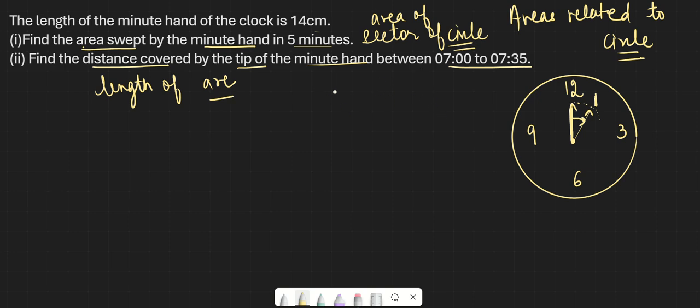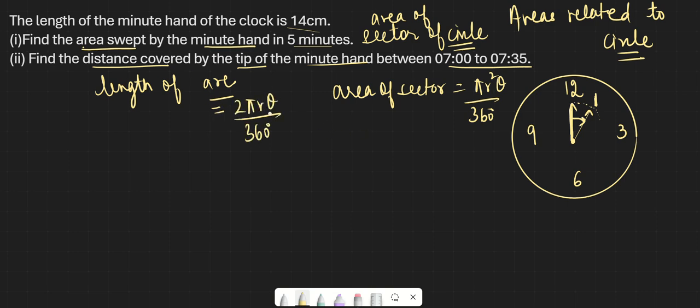Now for both the formulas, the area of a sector is given as pi r square theta by 360. Pi we know is a constant, with the value 22/7 or 3.14. The radius is the length of the minute hand, 14 centimeter, and theta, the central angle made by the minute hand in the given time period, we don't have. We need to find the central angle theta for both. The length of an arc, we know the formula, is 2 pi r theta by 360. So the main concern here is to find theta.